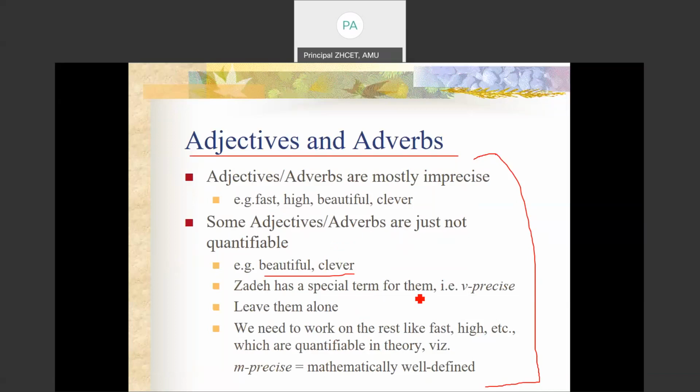Professor Lotfi Zadeh has a special term for them. They are called V precise, which cannot be quantified. Leave them alone. Let us work on the rest, like fast, high, etc., which are quantifiable in theory, namely M precise. They are mathematically well defined. So they are mathematically precise, right?